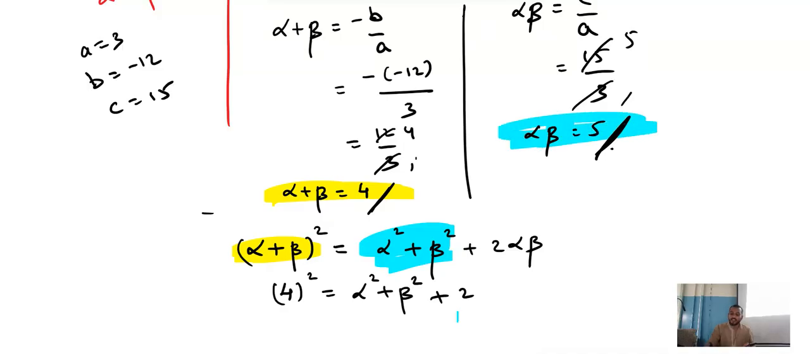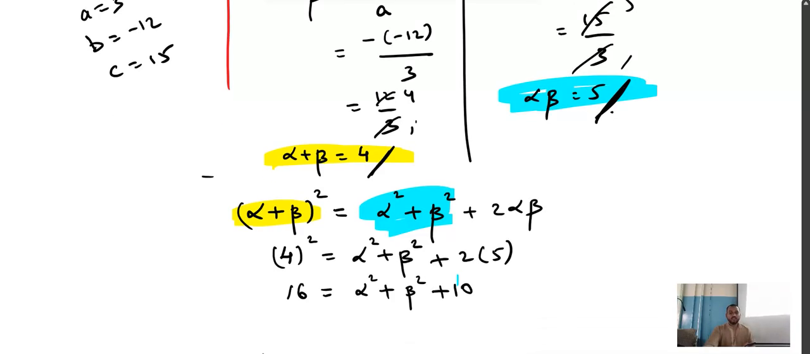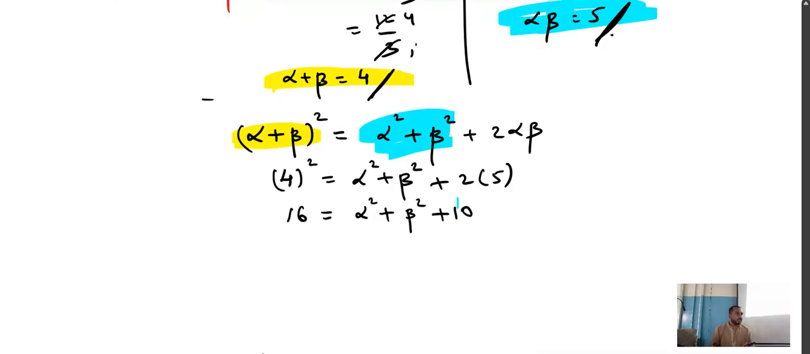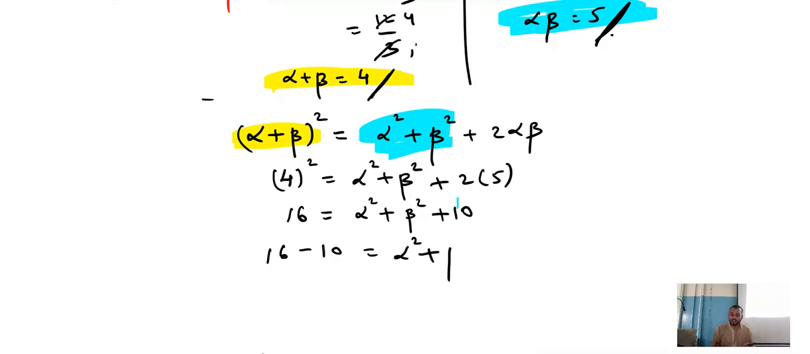Alpha into beta is plus 5. 4 square 16 is equals to alpha square plus beta square plus 2 fives are 10. Now we need alpha square plus beta square. So let me keep it as it is. Rest of the terms shift to the other side. 16 minus 10 is equals to alpha square plus beta square. Therefore, alpha square plus beta square equals 16 minus 10, which is 6. This is the final answer.